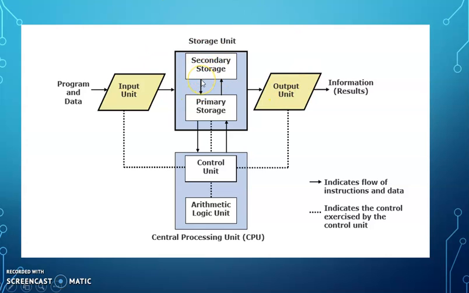Here we can see three tasks storage unit is performing. It is receiving input data from input unit and storing a copy of input received. Second thing, it is storing intermediate results while processor is performing some processing. Whatever intermediate results we are getting, all those are also being saved in storage unit. And third thing storage unit will be doing is sending the processed result to the output unit.